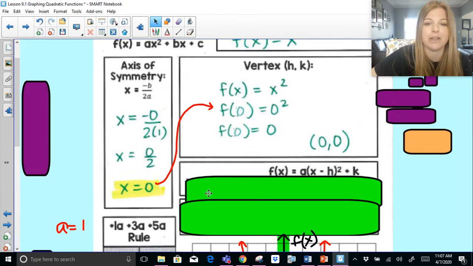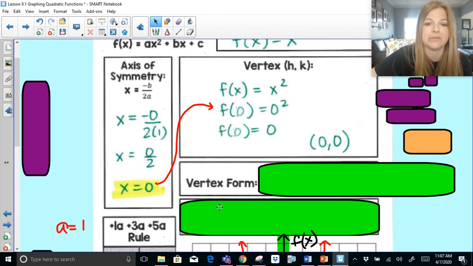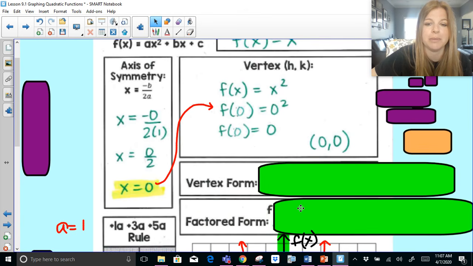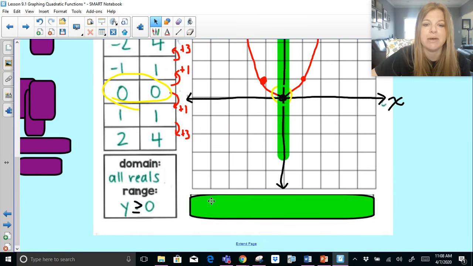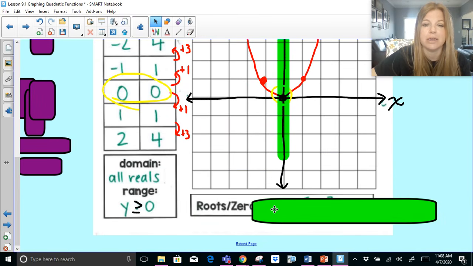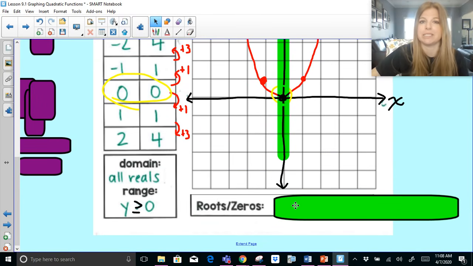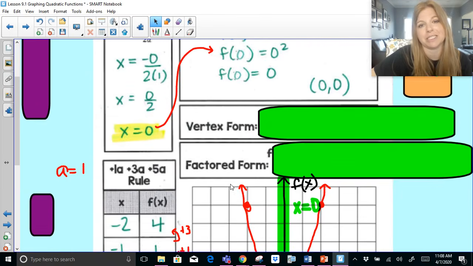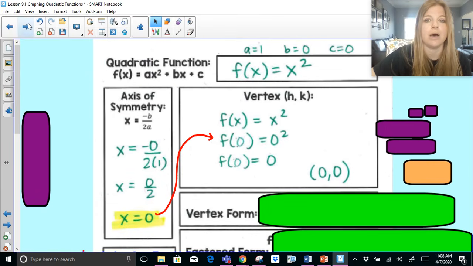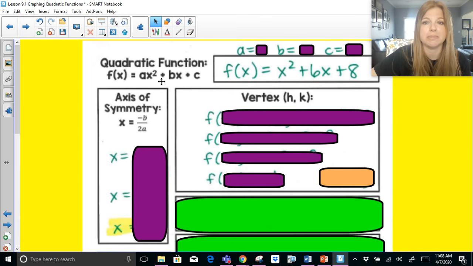I have a couple other forms here about vertex form and factored form, but I'm going to save that information for a later video, not right now. And then the other thing, roots and zeros. But again, this is my intro lesson, and that's something you're going to have to watch another video for. Right now, we're just doing the basics for graphing. Okay, 2 other problems. So f of x equals x squared plus 6x plus 8. So let's see if we can follow the same form right now.